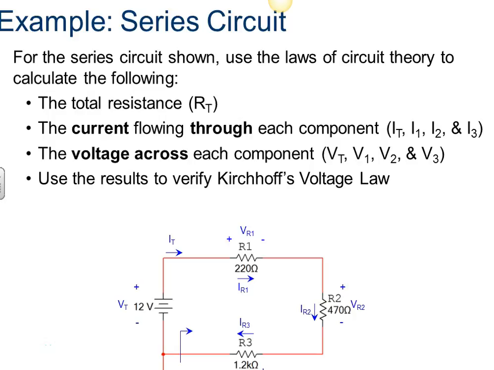For the series circuit shown, this is a calculation. Let's use the laws of circuit theory to calculate the following. Total resistance, the current flowing through each part, I1, I2, I3, the voltage across each component, and use the results to verify Kirchhoff's voltage law. Okay, again, this is VR3, and this is RT.